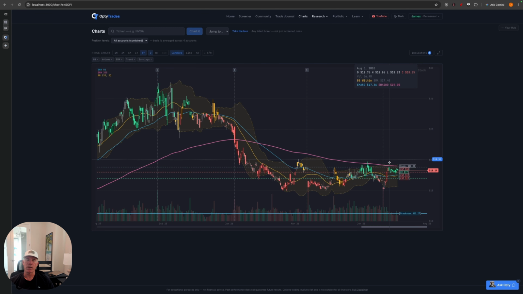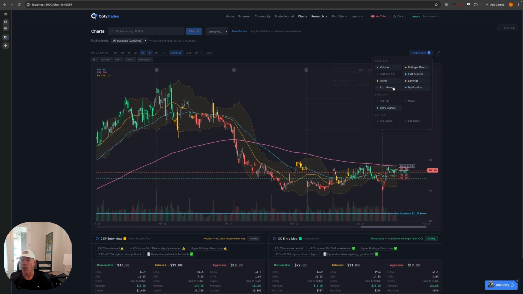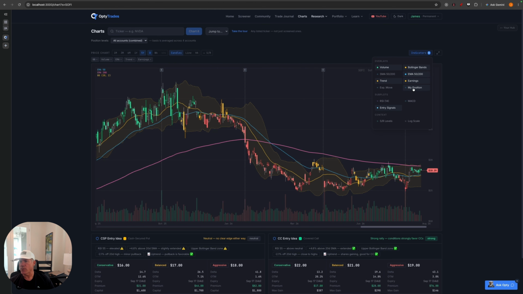These are the trades in the rest of the other accounts that I do have. All right, so let's go back to indicators. Let's go to entry signals. This is also cool. There's my entry signals at the bottom. I'm going to take my positions off of here for the time being. Not that it matters at this point.